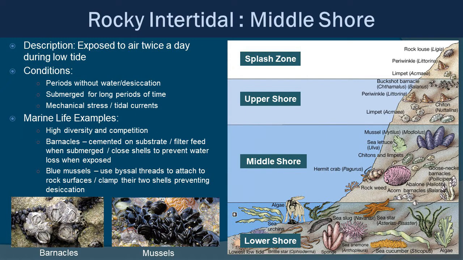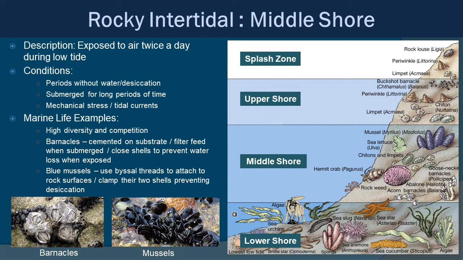All right, let's continue our way down into the middle shore. Here we have a zone that is exposed to air twice a day, just during the low tide. So you have long periods of exposure to water with shorter periods where there's no water and there's desiccation, where the animals are drying out. This is opposite from the upper shore, which has long periods of exposure to air and just short periods exposed to water during the high tide. So it's kind of a flip on that.